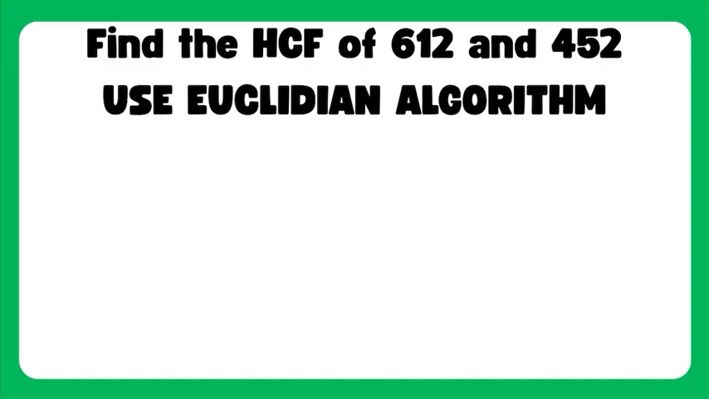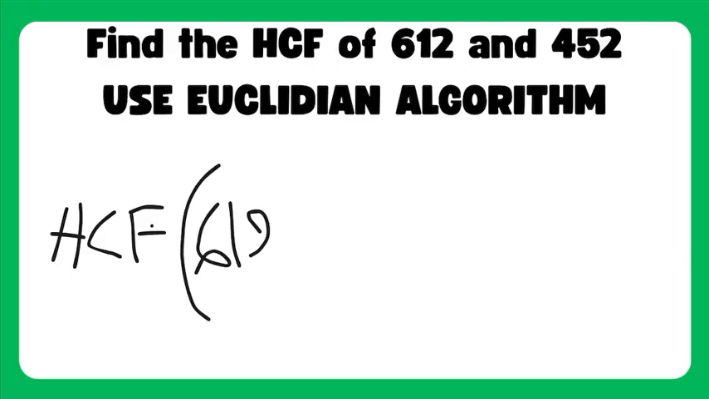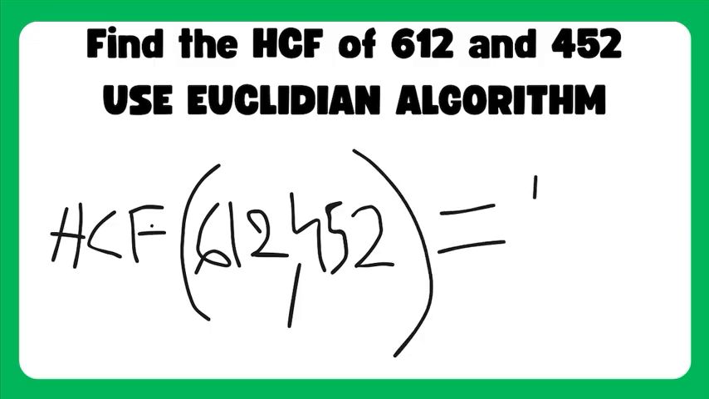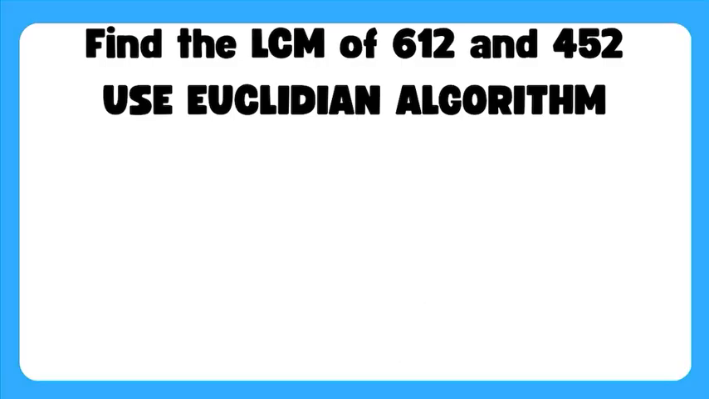I know this sounds like it took a long time, but that's because I have to draw it here and explain. But this method is the fastest one and the best method. So the HCF of 612 and 452, by the way, this is the question from the previous HCF episode, is just 4. You might remember this question, but now we will use that to find the LCM.